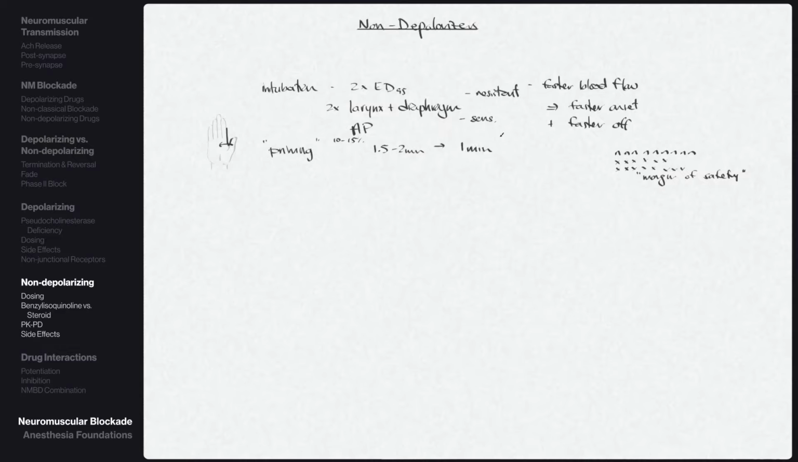Now, another way to potentially have a faster onset is to increase the dose. And so this might lead to us giving 3 to 4 times the ED95 compared to maybe the 2 times ED95 of our normal intubating dose. And in the same respect, if we have a 1.5 to 2 minute intubating time, with a higher dose of rock, it can lead to about intubating conditions at about 1 minute. And so this is what we might do in a modified RSI if we were to give rocuronium at high doses compared to, let's say, the normal succinylcholine RSI.